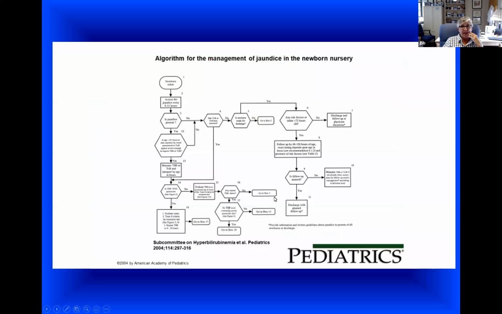The algorithm, again, is in Pediatrics. It came out in 2004. This is where you can find it. It's probably hanging up in your newborn nursery. Hopefully it's in your little quick checkbooks that you look at all the time as well. So you can follow it, and we can prevent this from becoming a problem like it was back when I was a resident. Many things have changed, and bilirubin is one of the many.